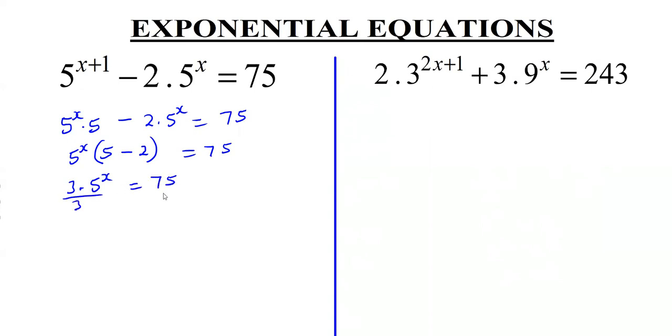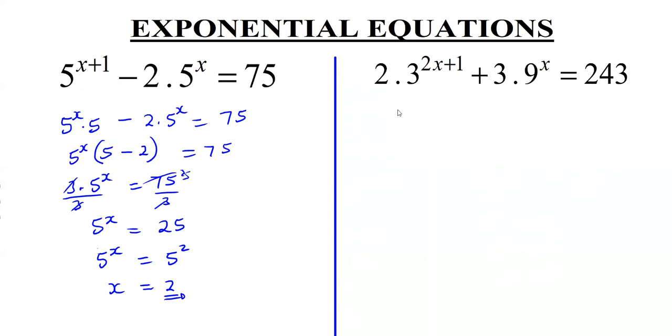We divide by 3. We divide by 3. We cancel that. It's giving us 25 there. So 5 to the power of x is equal to 25. And once we have got the 25 there, now you know that 25 is 5 to the power of 2. So it's 5 squared. So 5 to the power of x is equal to 5 to the power of 2. Then x will be equal to 2 because the bases are the same.